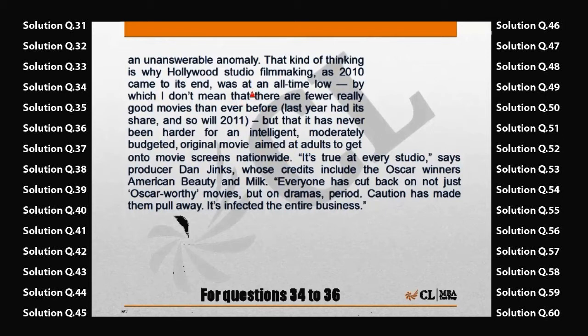So again, he makes his position very clear. He is talking about all-time low not because of lack of successes, but basically saying that it is becoming very hard for intelligent, moderately budgeted original movies to get onto movie screens. It's true at every studio, says producer Dan Chings, whose credits include the Oscar winners American Beauty and Milk. Everyone has cut back on not just Oscar-worthy movies, but on dramas, period. Caution has made them pull away. It's infected the entire business. So entire business, a lot of caution.